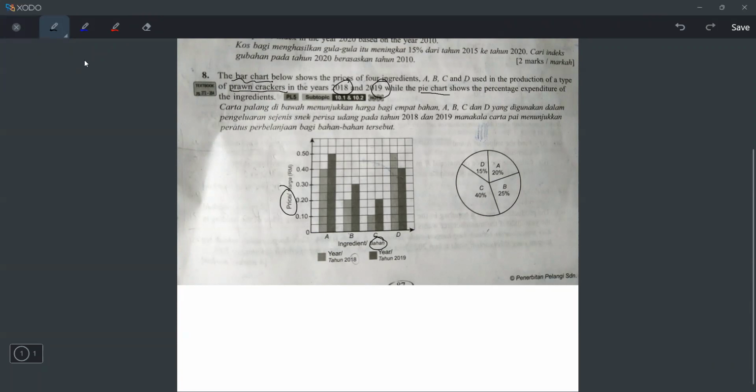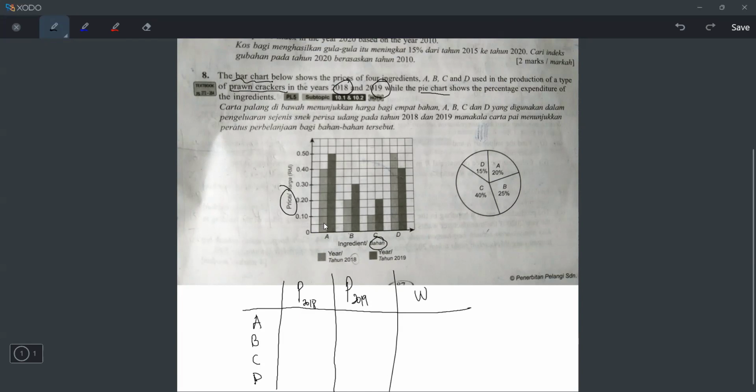Usually when you do the question, they will definitely give you the table, right? But they never give you a table for this one. So let's draw our own table. We have ingredient A, B, C, D, and we also have weightage. But the weightage I will put at last. And here I will write down the price. There's two, right? 2018 and 2019. And then weightage.